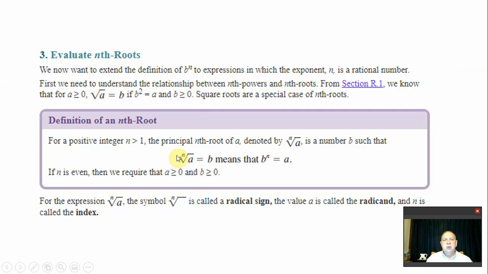Okay, so for other roots, for a positive integer n greater than 1, we're just saying that the principal nth root of a, denoted by this, is a number b such that if I raise b to the nth power, I get a. So I can take other roots: 3rd, 4th, 5th, 6th, 7th, and 8th. This is the expression. The symbol is called the radical. The value a is called the radicand, that's underneath, and n is called the index.